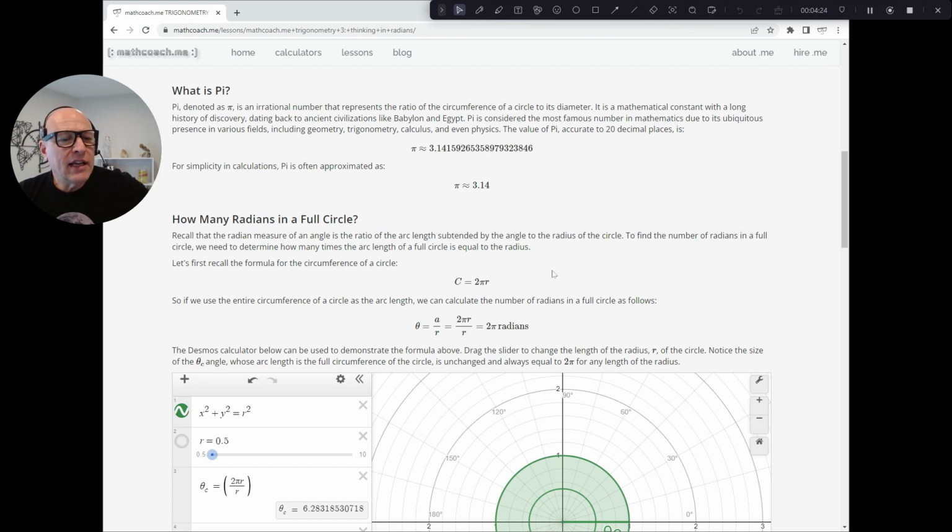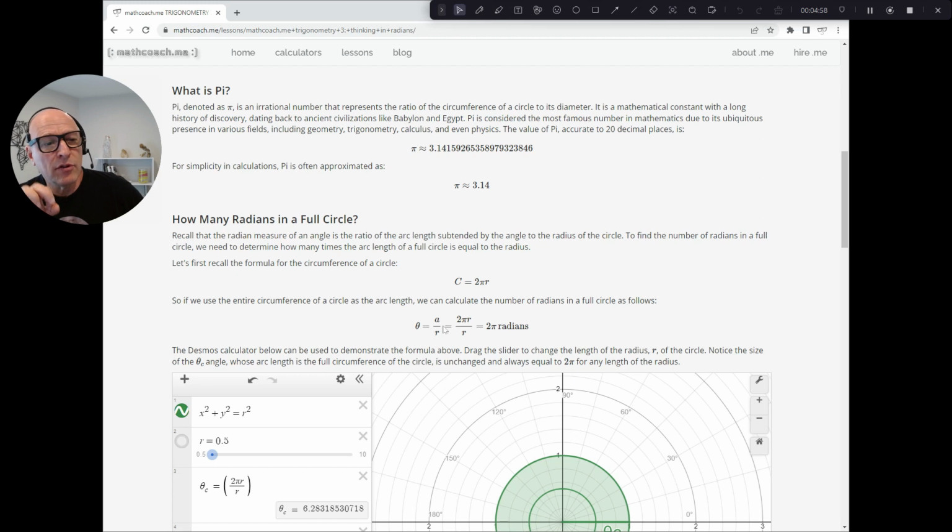So let's take a look at how many radians there are in a full circle. So this is a formula that you're familiar with. The circumference of a circle is equal to 2 times pi times the radius of the circle. And if we apply that to our measure of angles in radians, so the measure of angles in radians is the arc length of that angle from its starting position to its terminal arm, so the measure of that arc length divided by the radius.